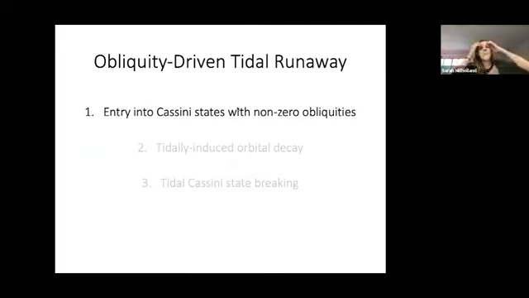Okay, so here I want to describe this new theory for the production of these ultra-short period planets from the innermost edges of a typical close-in multi-planet system. I've named this obliquity-driven tidal runaway. And the process can be described in 3 component steps that I'll describe in more detail. The first is entry of the planets into these Cassini states with non-zero obliquities.